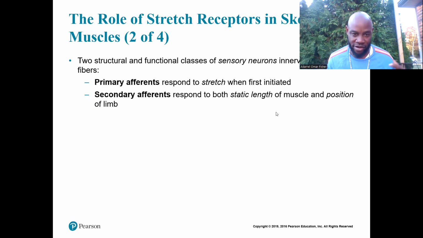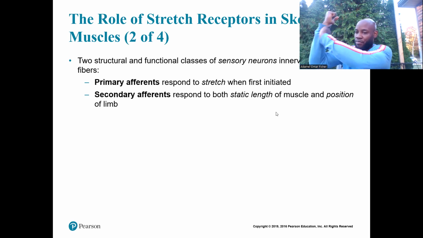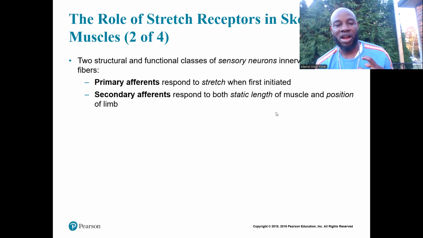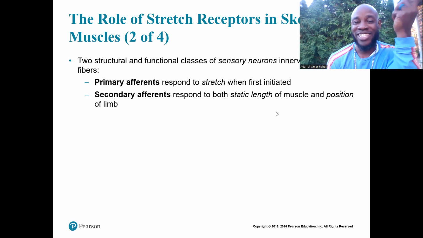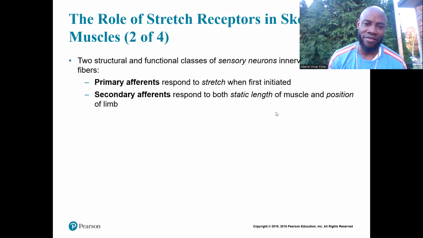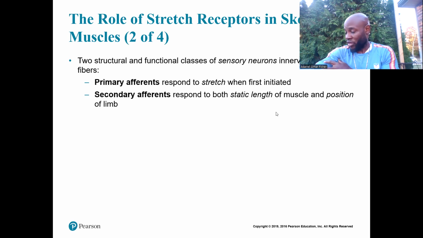We have these primary afferents, which respond to stretch when first initiated. If my arm is in this position, I push it this way, it's stretching the muscle. The muscle is being stretched out. Contract, stretch, contract, stretch. So these primary afferents, remember afferent, sensing, respond to stretch when first initiated. And you have these secondary afferents that respond to both static length of the muscle and position. So know where the muscle is in the position that I'm in.